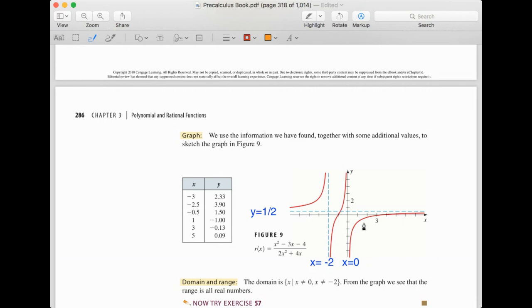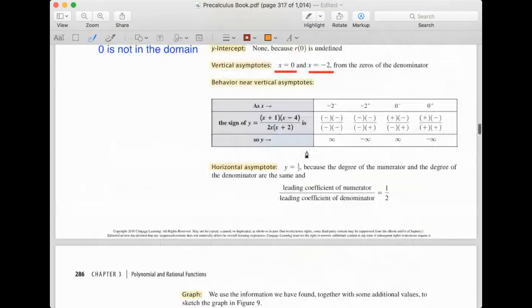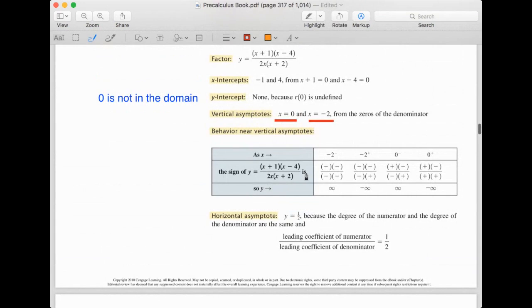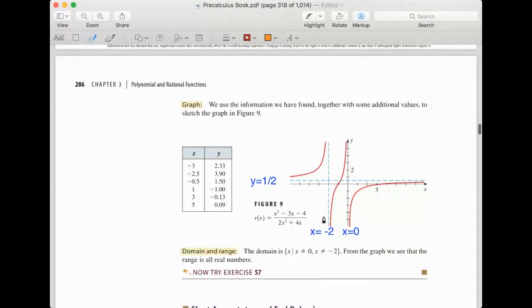And then we know our graph has those two outer branches, not the middle one. The outside ones will not cross the horizontal and vertical asymptotes, but the middle one could. So now let's use some points. We have the intervals from -infinity up to -2, from -2 up to 0, and from 0 up to positive infinity.